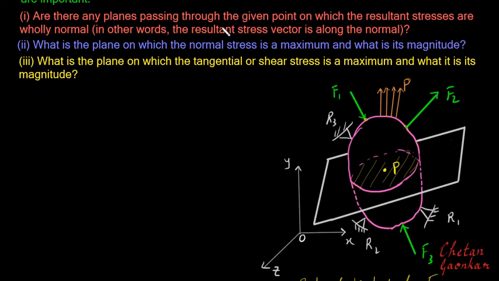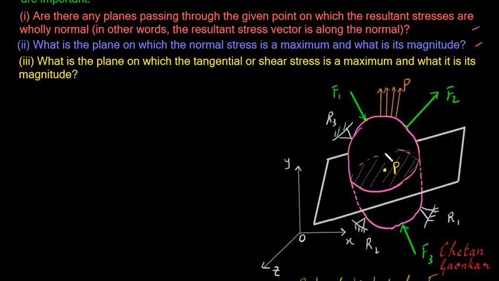Now the first question asks us: are there any planes passing through a given point on which resultant stresses are wholly normal? This is what we will try to answer in this topic, and then also we will try to see what is the plane on which the normal stress is maximum and what is its magnitude. So these two questions we will definitely answer in this session.